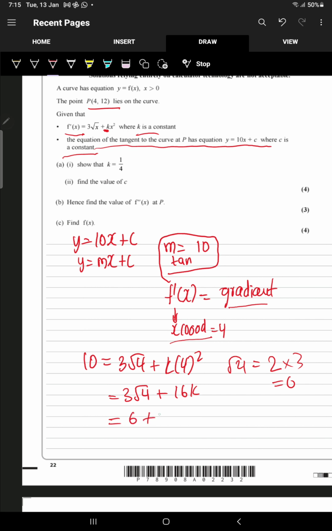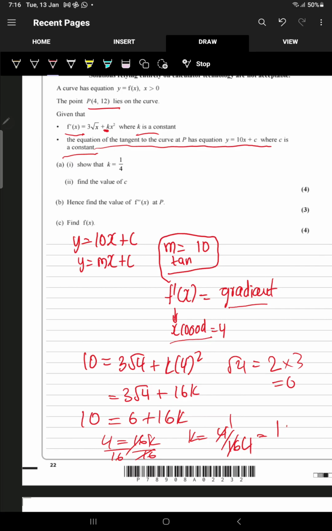and we do 10 minus 6, which is 4, equal to 16k, and divide by 16 on both sides. k is 4 over 16. Now if you simplify, divide by 4. 4 ones are 4, 4 fours are 16, and k is equal to 1 over 4.